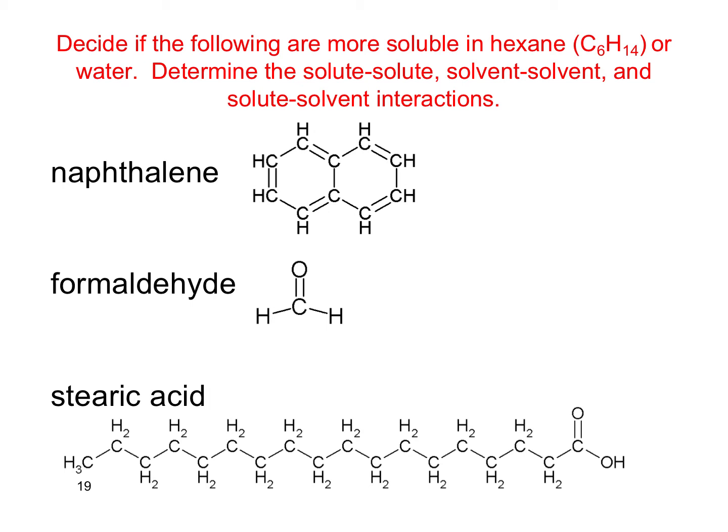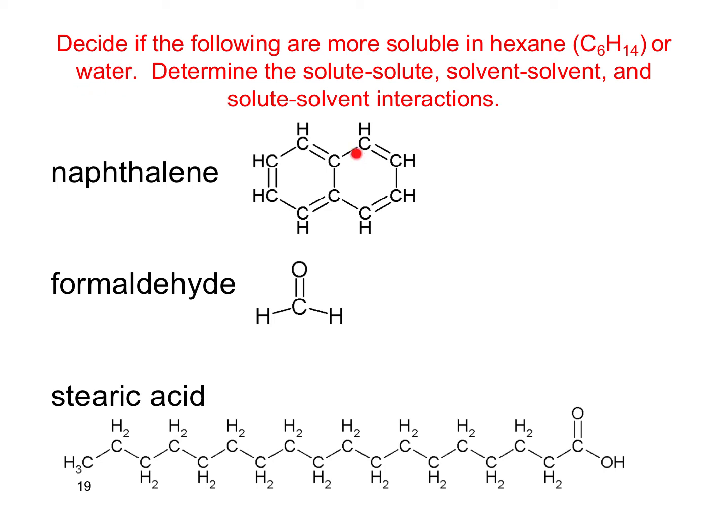And so if we have naphthalene, both naphthalene and hexane are nonpolar. And we know that because carbon-hydrogen bonds are nonpolar. So we don't even need to worry about the geometry of hexane, because we know it's going to be nonpolar. So it will only have London dispersion forces. And so this nonpolar naphthalene is going to be more soluble in hexane. It's not going to want to dissolve in the very polar water.